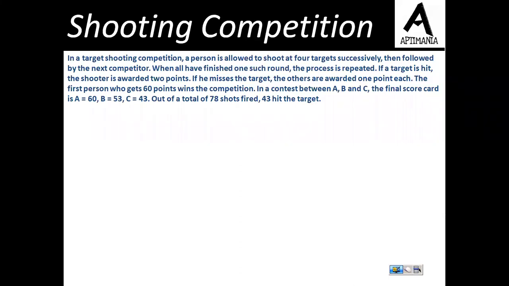In a contest between A, B, and C, the final scorecard is A got 60 points, B got 53 points, and C got 43 points. Out of a total of 78 shots fired, 43 hit the target.